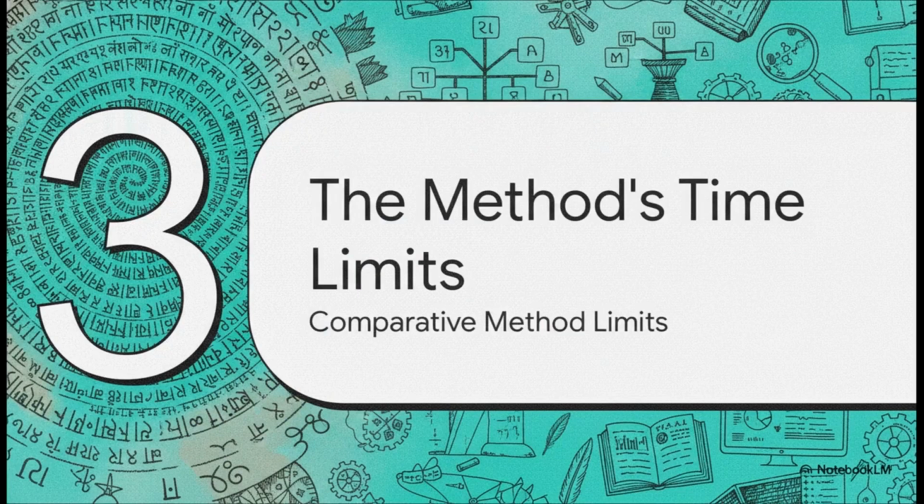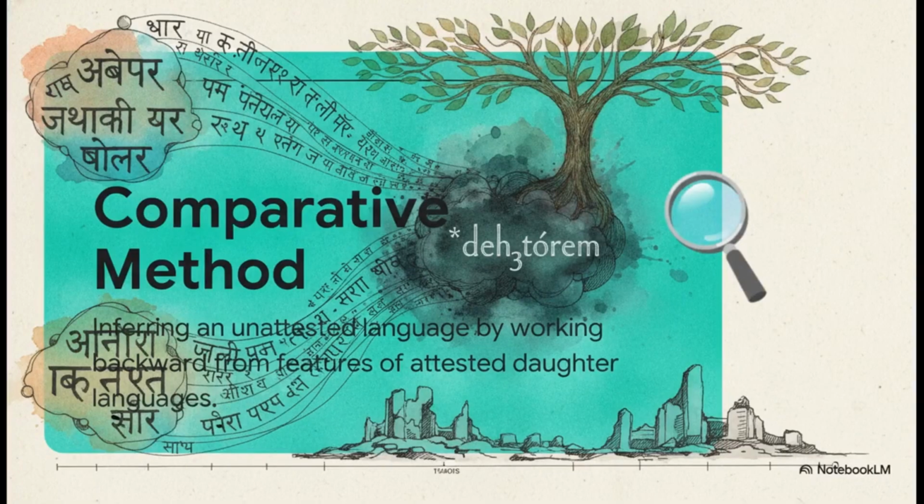All right, moving on to Section 3, the method's time limits. This entire family tree relies heavily on what's called the comparative method. Simply put, linguists look at known, attested daughter languages, like Sanskrit or Avestan, and they work backward, reverse engineering what the parent language must have sounded like. It's a really clever technique, for sure. But it requires projecting backward through thousands of years of completely undocumented, unrecorded linguistic change.